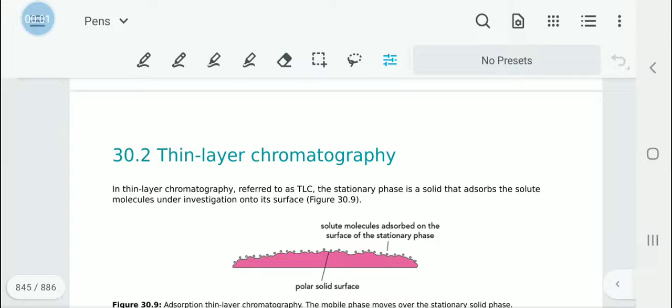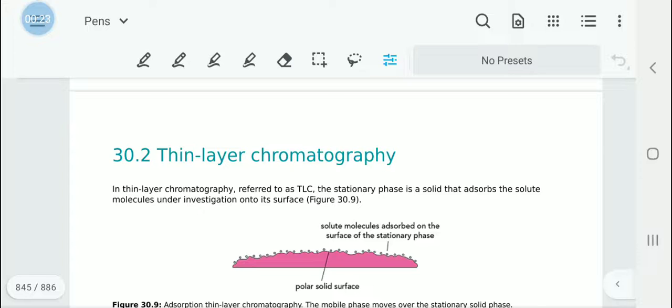Chapter 30, Theory Video 2, Thin Layer Chromatography. This is somewhat similar to paper chromatography, but there are some differences. Now, this is also referred to as TLC, and this is used mainly in forensic or criminal investigations, etc.